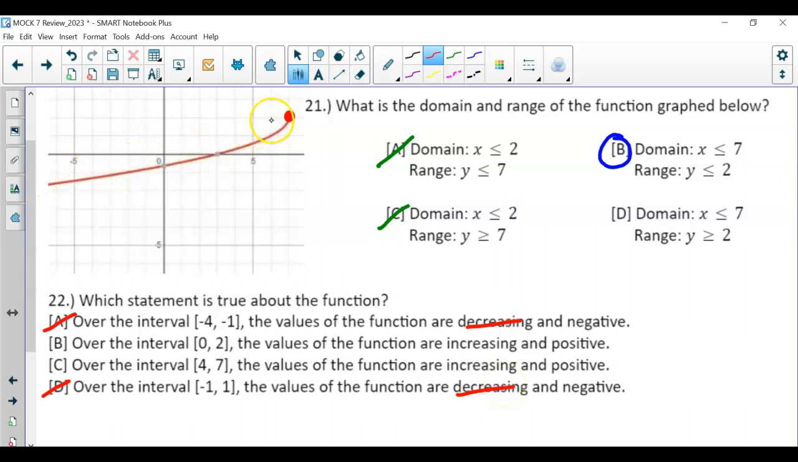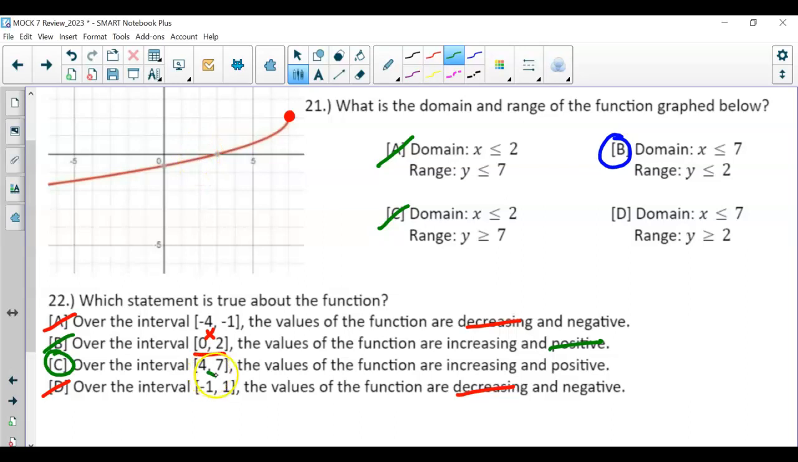Here we go. Over the interval from 0 to 2, remember, this is your x values. So we're looking at this portion of the graph from 0 to 2. Notice how this portion of the graph is below. So the y values are negative, but this says positive. So let's check to make sure that the answer is C.